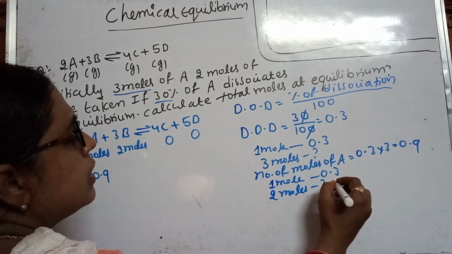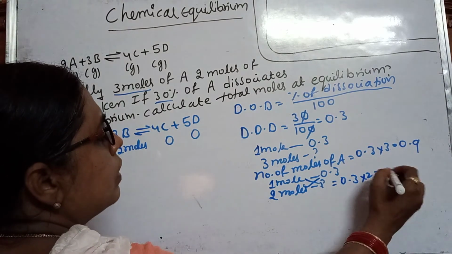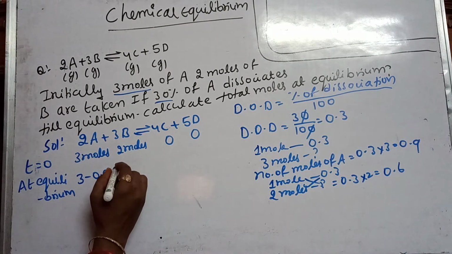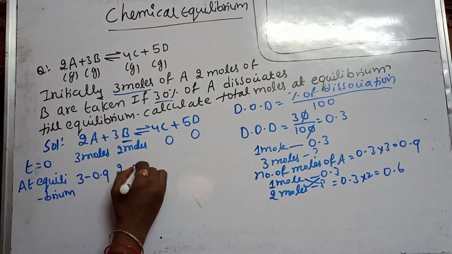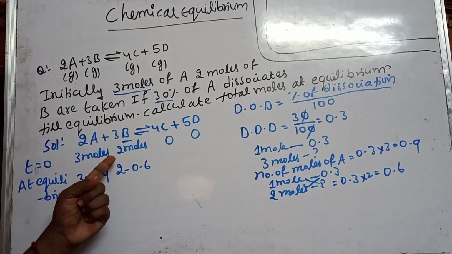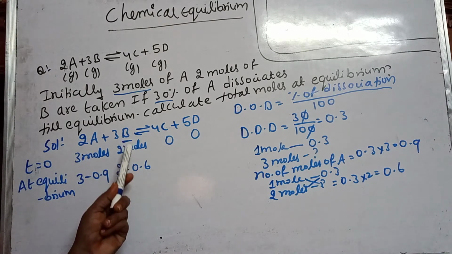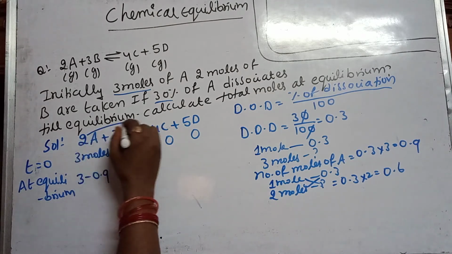How much here is equal to cross multiplication to get 0.3 into 2 is equal to 0.6. So at equilibrium the number of moles of B should be 2 minus 0.6. Initial number of moles is 2, so 0.6 moles dissociated. So at equilibrium the number of moles of B is equal to 2 minus 0.6. Then how do we calculate the number of moles of C?